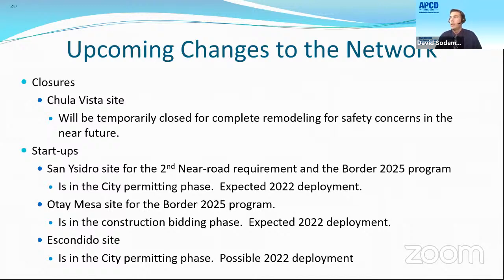We are currently working with the City of San Diego to obtain the necessary permits to install our second near-road station in San Isidro. For the Otay Mesa border crossing site, we are currently in the site construction bidding phase. And lastly, we are working with the City of Escondido to obtain the necessary permits to complete the installation of our sampling trailer. We expect all 3 sites to be operational in 2022.